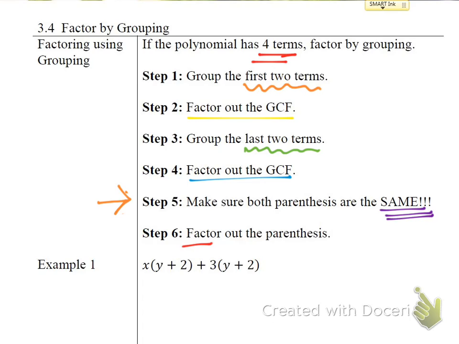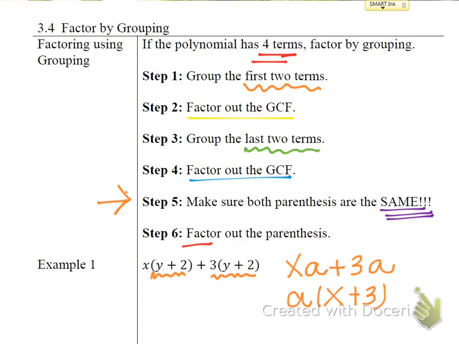What do you guys notice right off of the bat here? Both of them are being multiplied by y plus 2. Y plus 2 is your GCF here. So I'm going to write something off to the side. Just pay attention for right now. If I had x times a plus 3 times a, what would you do in this problem? Take out the a, right? So that would give me a times x plus 3.